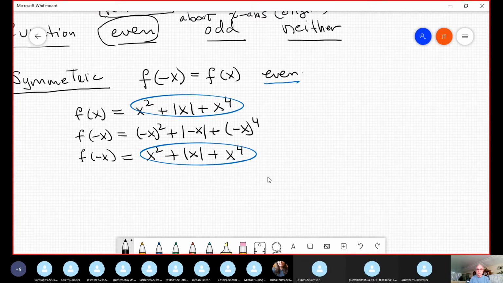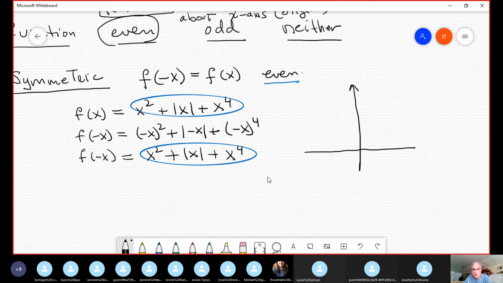This is the procedure. You replace x for negative x. If nothing happens, it's because it's even. I promise that you will see another example. But this is the first example that you need to understand. But I want to explain the geometric interpretation.